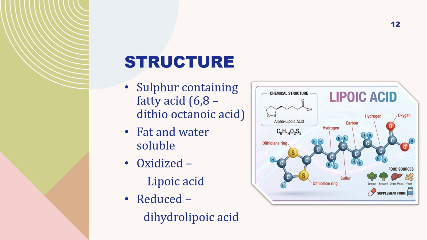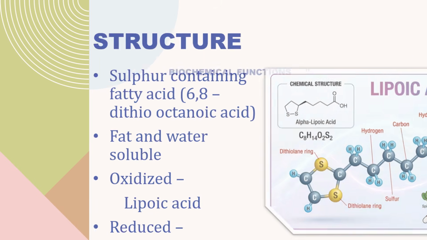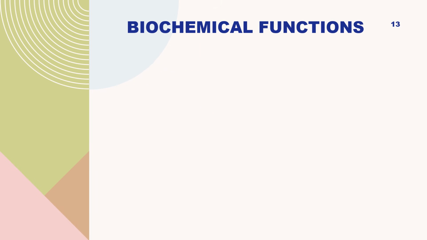The structure of lipoic acid contains sulfur. It has 2 sulfur atoms. The structure is 6,8-dithiooctanoic acid. Here we can see the 2 sulfur atoms, and it is both fat and water soluble. The oxidized form is known as lipoic acid, and when it is reduced it is known as dihydrolipoic acid. So what are the biochemical functions of lipoic acid?